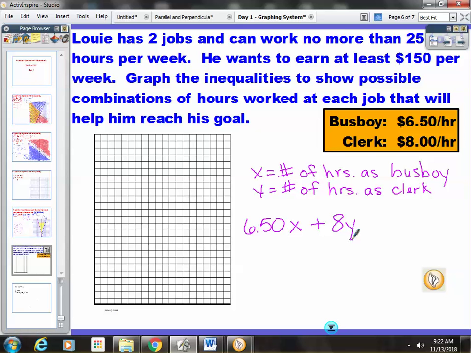On the other side of our inequality, we need money. What number can we put over here? 150, yeah. Now it does say at least $150 per week. What inequality symbol will show at least? Greater than or equal to. Does anyone see any other information in this problem that would be helpful in writing the second inequality?